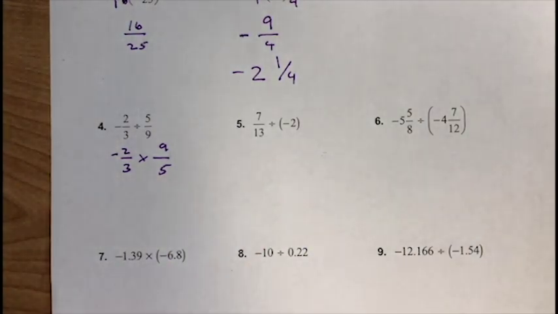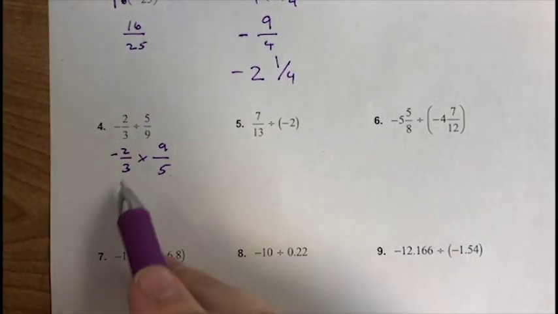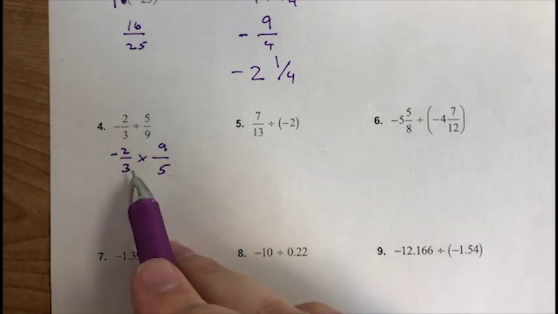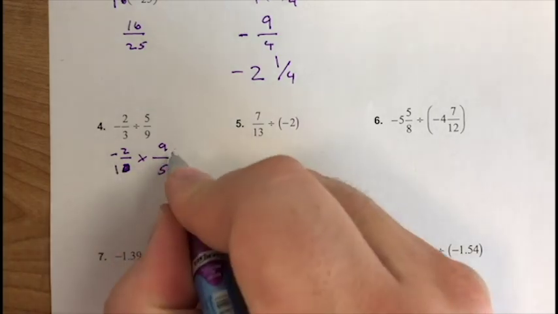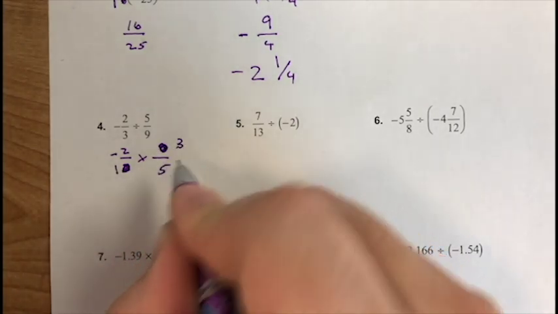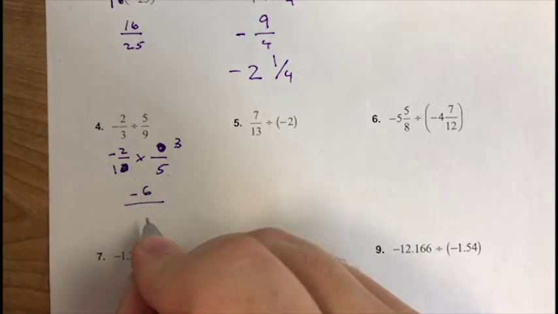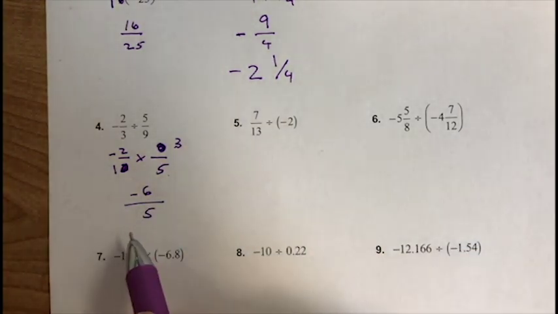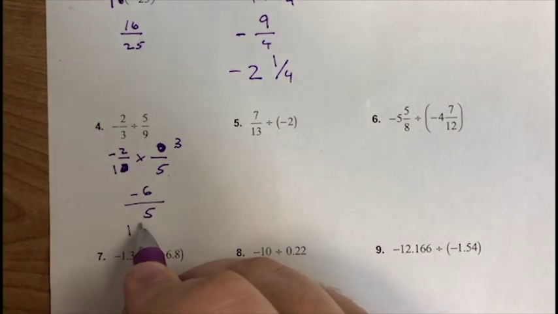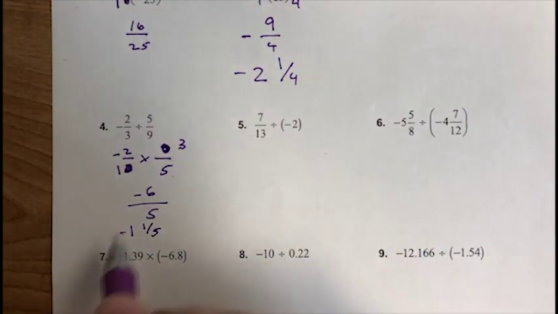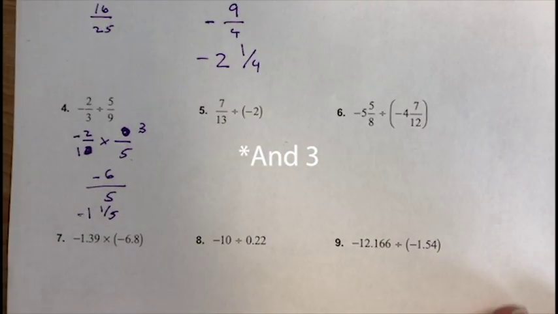Now that I've done that, we do exactly like we did before. Can anything go into both 2 and 5 at the same time? No. How about 3 and 9? Yes. I can divide by 3 to get this to become a 1, and I can divide this by 3 to become a 3. Now I'll simply multiply. -2 times 3 gives me -6. 1 times 5 gives me 5. So can I simplify this even farther? Yes. I know that 5 can go into 6 one whole time with a remainder of 1/5. So -1 and 1/5. Right now I want you to try number 5 and number 6 on your own.